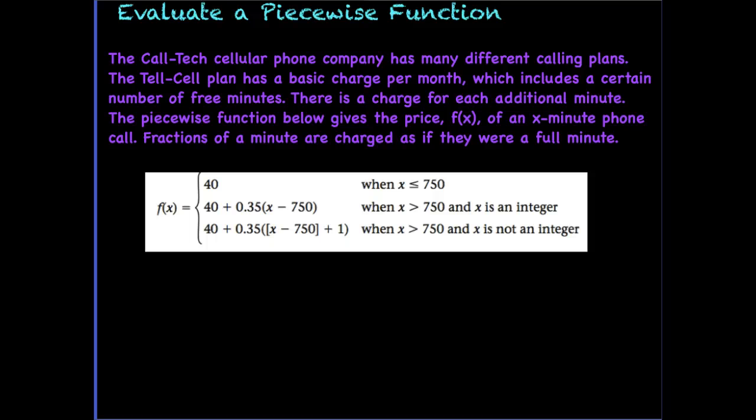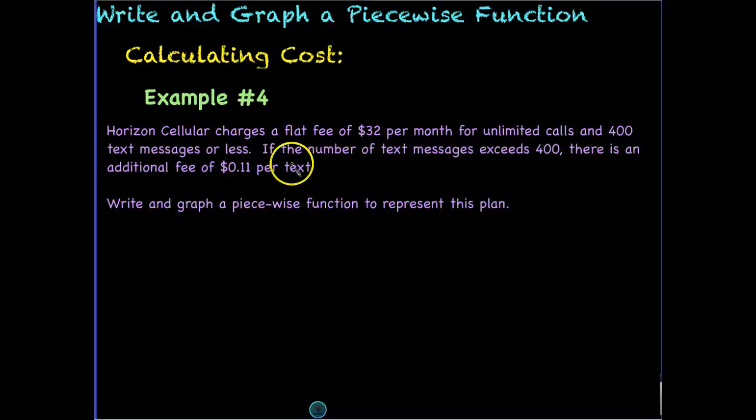Now let's go ahead and create our own as well as graph it. And that's a new concept for you to be able to graph a piecewise function. So let's look here. Horizon Cellular charges a flat fee of $32 per month for unlimited calls and 400 text messages or less. So here's our key, 400 text messages or less. If the number of text messages exceeds 400, now we have a different equation. There is an additional fee of 11 cents per text.